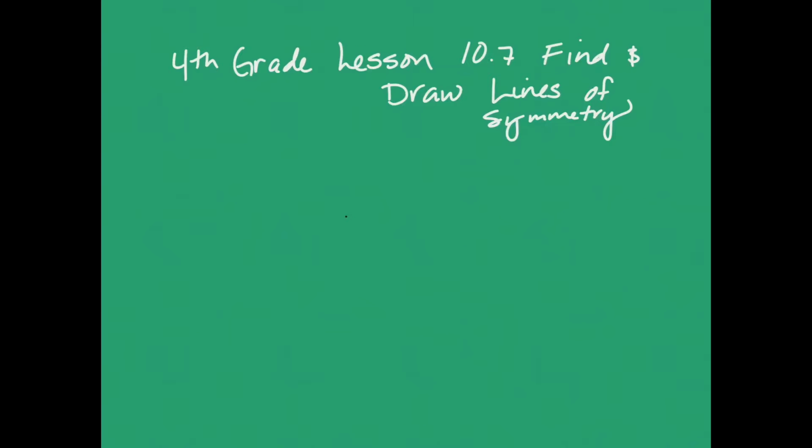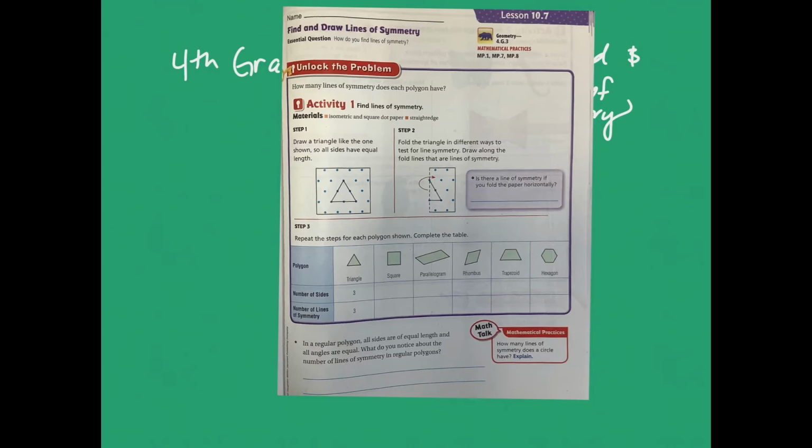Fourth grade lesson 10.7 is find and draw lines of symmetry. Our essential question is, how do you find lines of symmetry? Let's unlock the problem. How many lines of symmetry does each polygon have? Well, we would find the lines of symmetry to see.